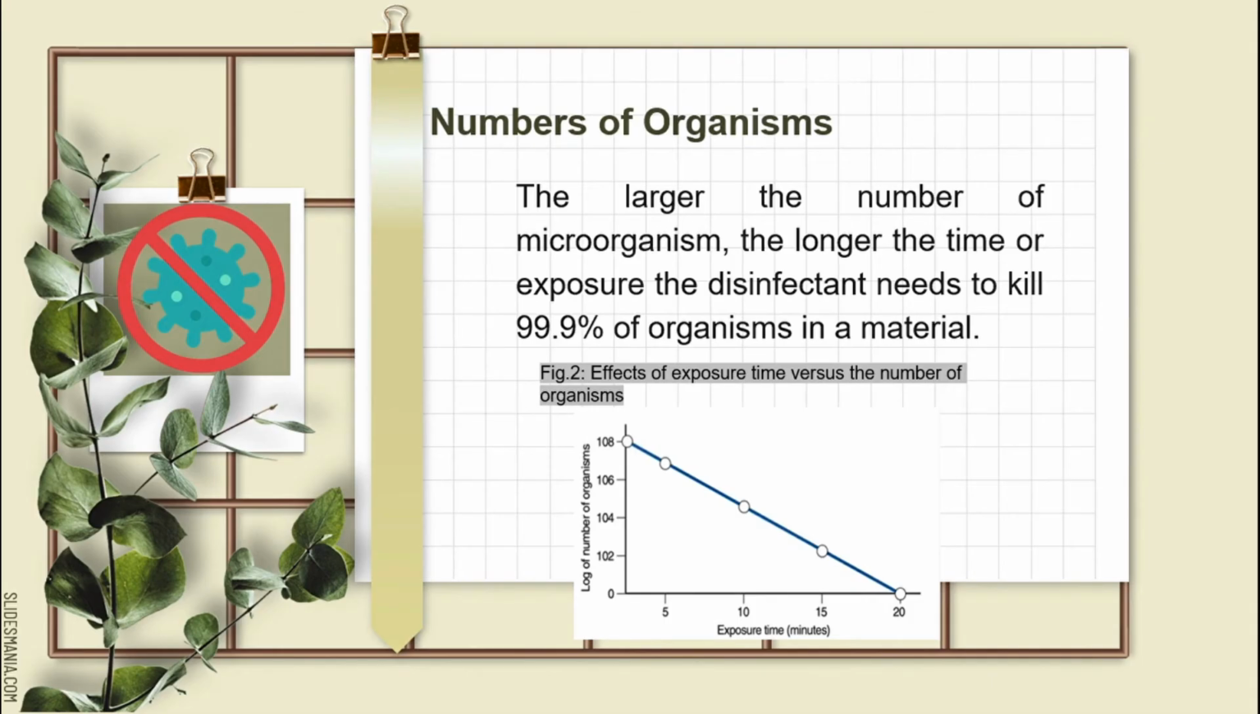We also need to consider the number of organisms. The graph here on the bottom part shows the effects of exposure time versus the number of organisms, where the y-axis shows the log number of organisms, while the x-axis shows exposure time in minutes. In interpreting this, the larger the number of microorganisms, the longer the exposure time the disinfectant needs to kill 99.9% of organisms on a material surface.